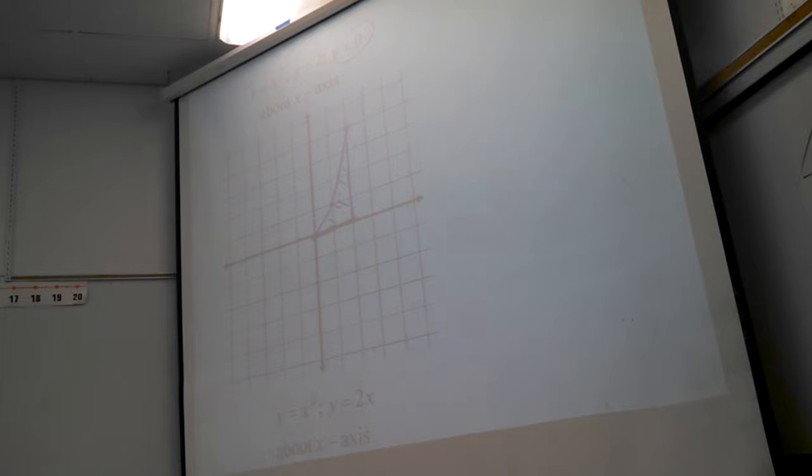This one, why was it a washer? Because there was empty space between my region and what I was rotating it around. That's what tells me when to use the washer method. I take this whole region and I treat the x-axis as the center. That's what it means to rotate around something. You're not rotating around the graph; I'm taking that region and just spinning it around the x-axis. That's what I mean when I say rotate it around the x-axis.